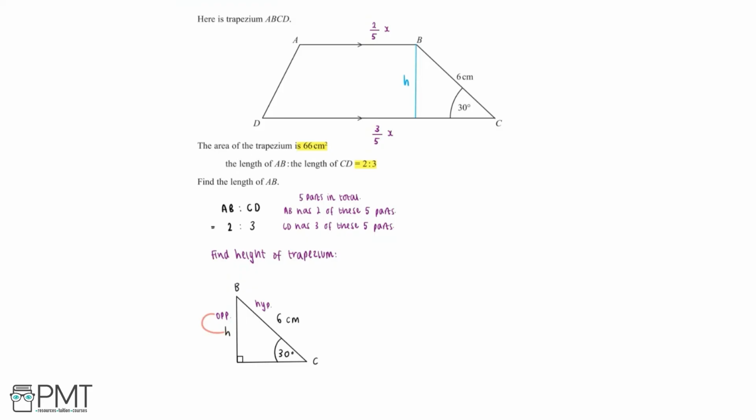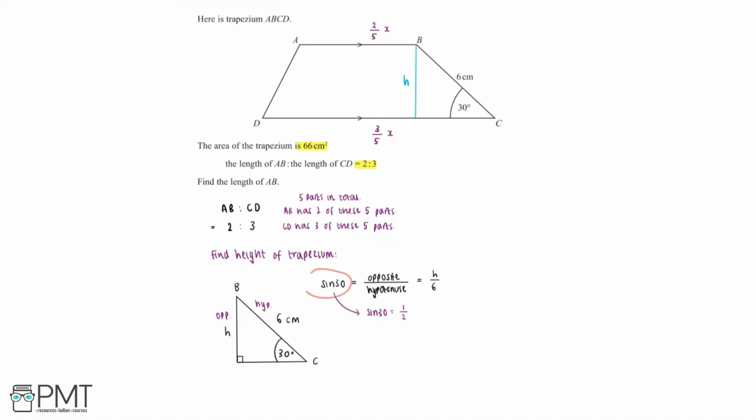Now we have the opposite side and the hypotenuse, which means that we need to use sine, because sine is equal to the opposite over hypotenuse. And so we can say that sine 30 is equal to the opposite over the hypotenuse, which is equal to h over 6. Now this is a non-calculator paper, and so we're not going to be able to use our calculator in order to find the value of sine 30. But luckily, sine 30 is one of the trigonometric values that we should know by heart, and so sine 30 is equal to 1 over 2.